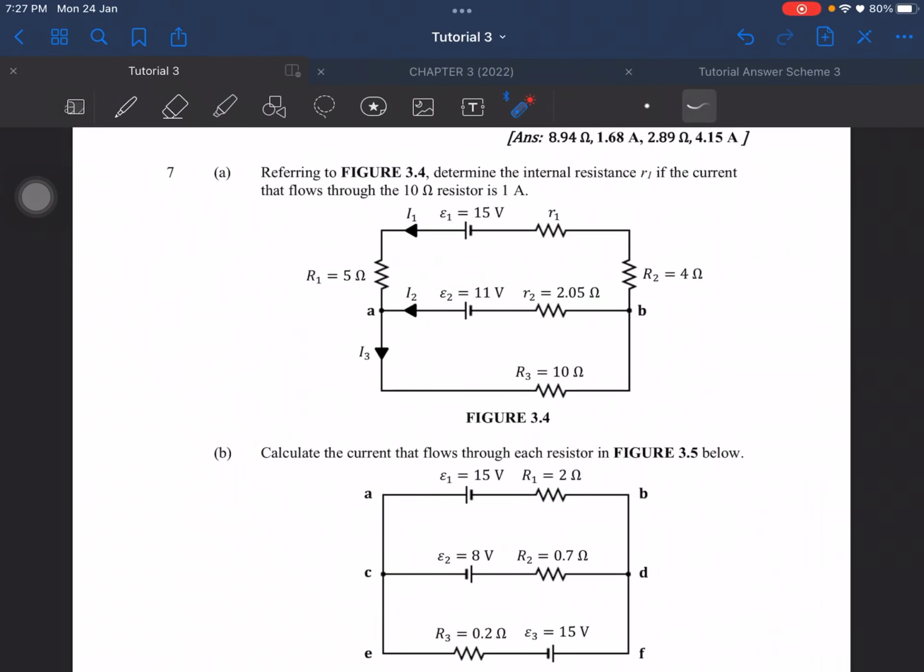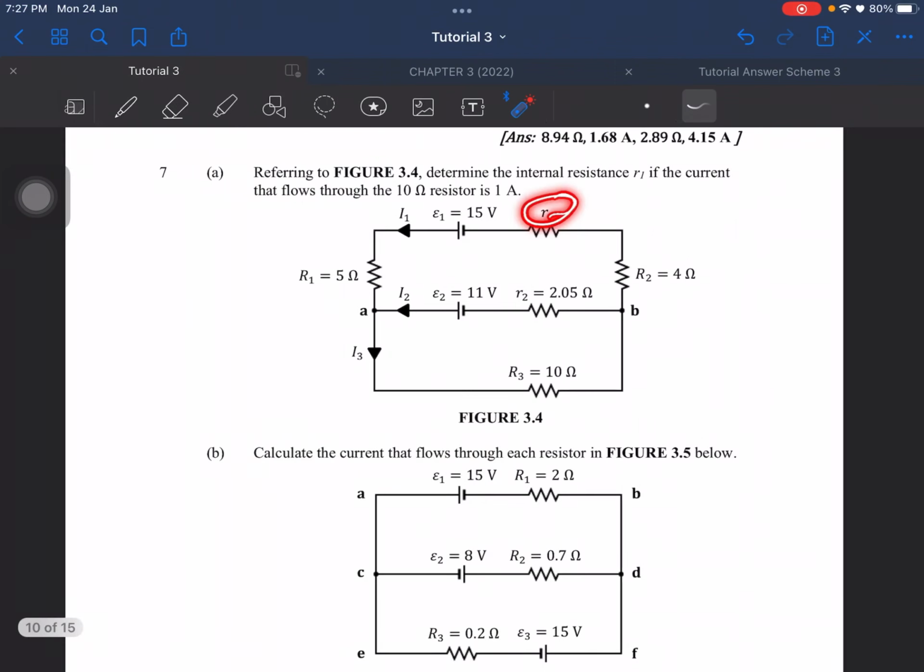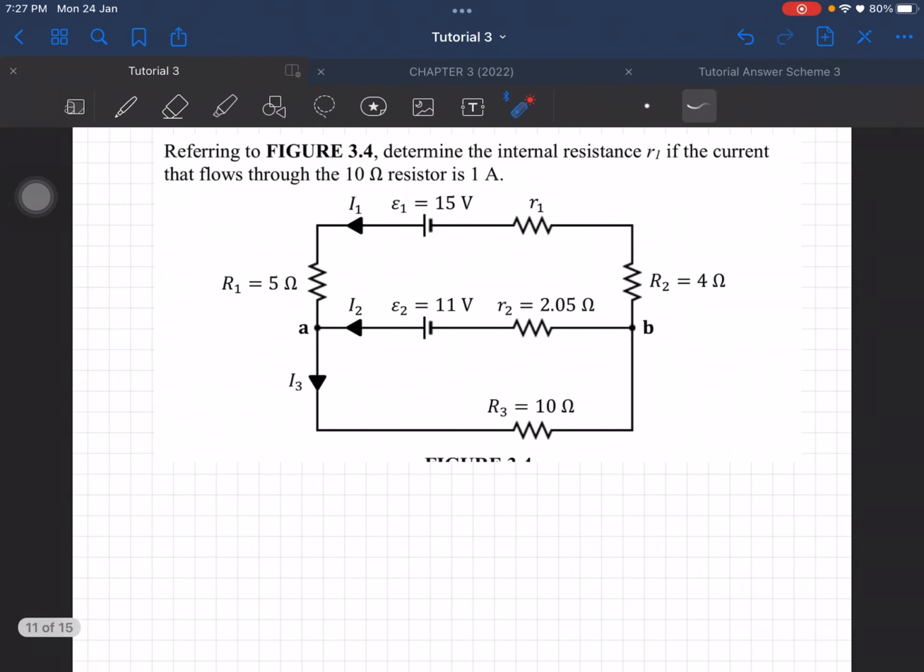Question 7. So we have to refer to this figure. Determine the internal resistance R1 if the current that flows through the 10 ohm resistor is 1 ampere. Okay, so this is where we have to apply both Kirchhoff's first and second rules. Okay, right, so let's do this.